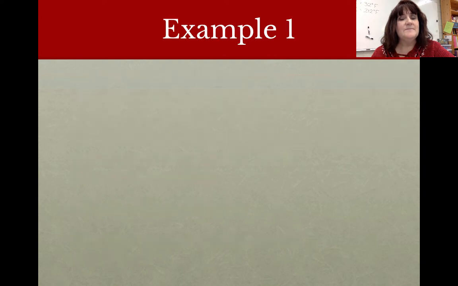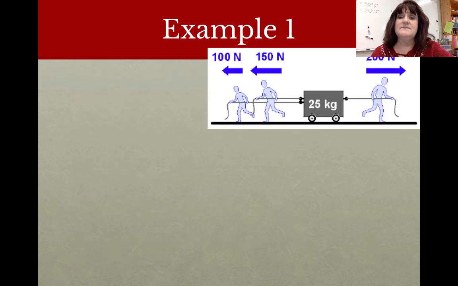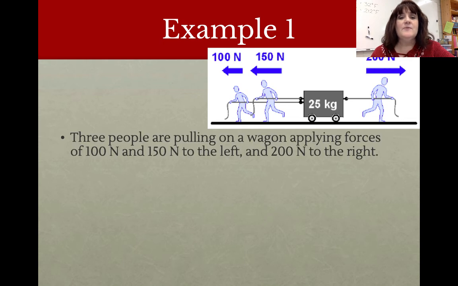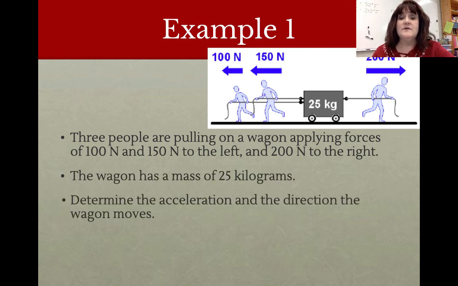So let's look at some examples. Example 1. Three people are pulling on a wagon, applying forces of 100 newtons, 150 newtons to the left, and 200 newtons to the right. Apparently, Joey doesn't want them to take the wagon. The wagon has a mass of 25 kilograms. Determine the acceleration and the direction the wagon moves.